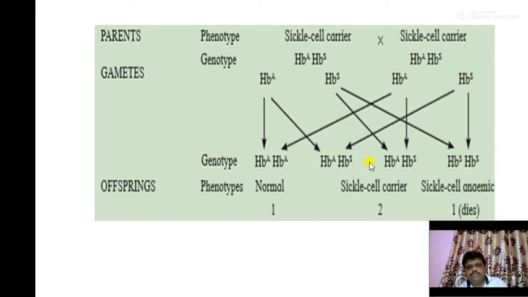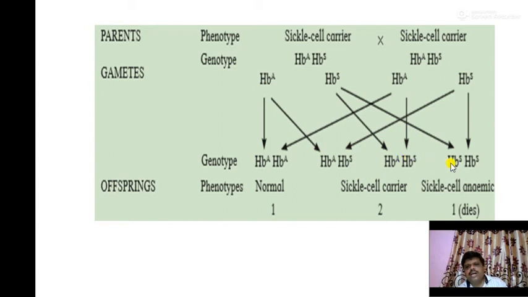So this offspring will show mild symptoms of sickle cell anemia. This is called a carrier one. This will also be a carrier one, that is HBA and HBS. So this is also a carrier one, and this shows the mild symptoms of sickle cell anemia.